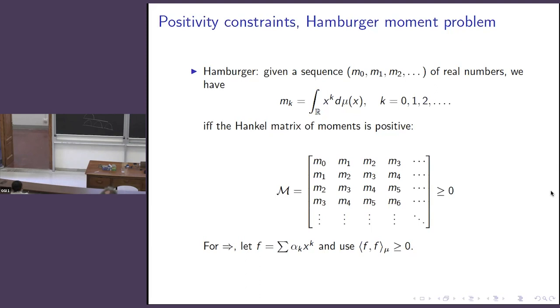Actually, there is also a converse theorem. If you have a sequence of numbers, M1, M2, M3, and so on, such that this matrix is positive semi-definite, and these numbers do not grow too badly at infinity, this is Hamburger's theorem, which shows that there is a probability measure on the line whose moments are exactly these numbers. We don't use the inverse theorem. We just use the positivity. That's the only thing that you need.